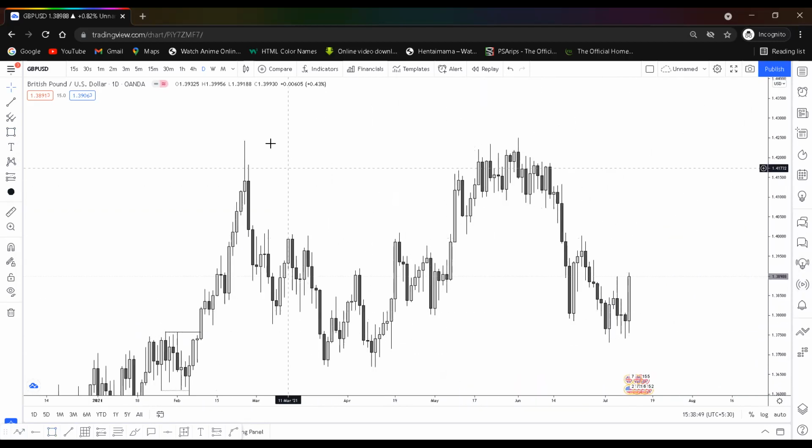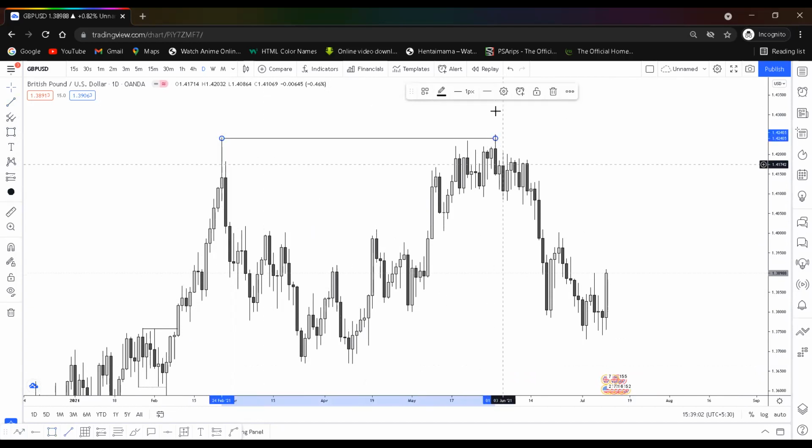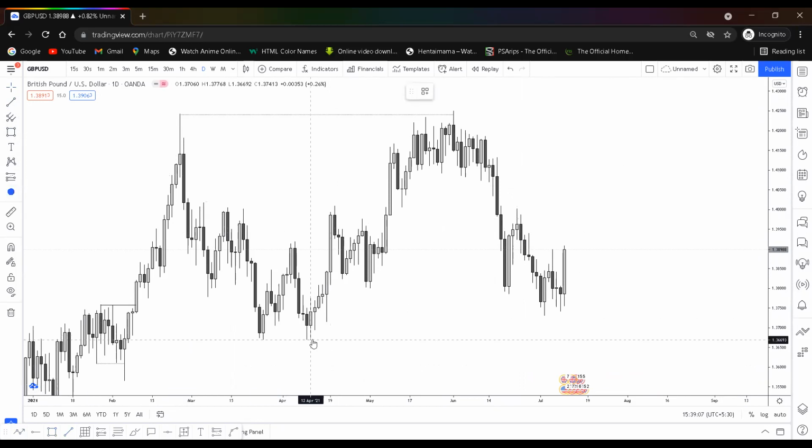So I'll tell you this. Price went up and then came back down into this candle, the last push down before the push up, and then pushed price higher and took out this high. So now our new range would be from this low to this high.